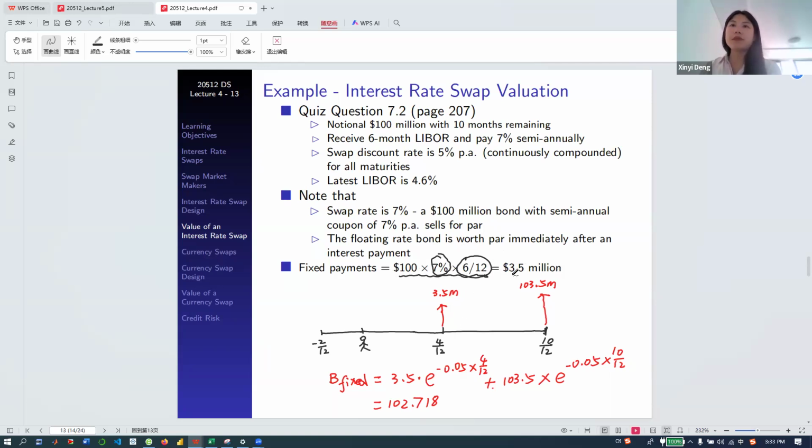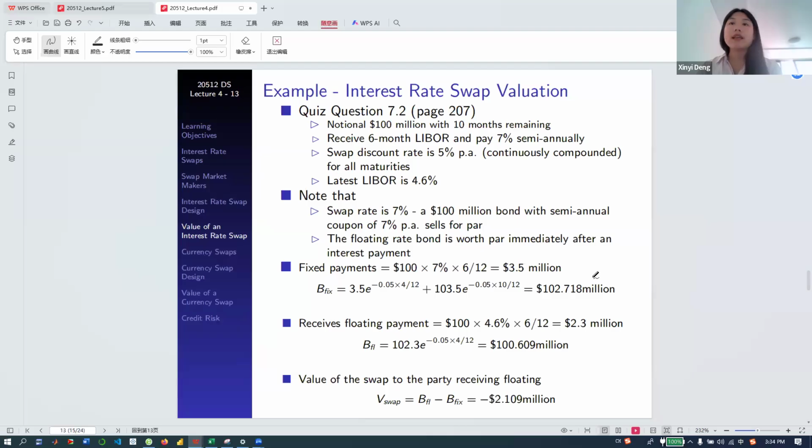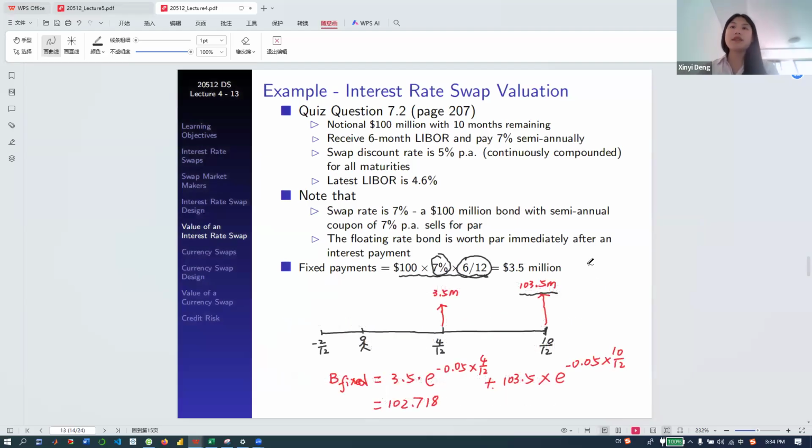So for the fixed rate bond, 4 months later we are going to receive 3.5 million, and 10 months later we are going to receive the principal 100 million plus the interest payment, which is 3.5. So 100 plus 3.5 is going to be equal to 103.5. Then we just do the usual discounting.